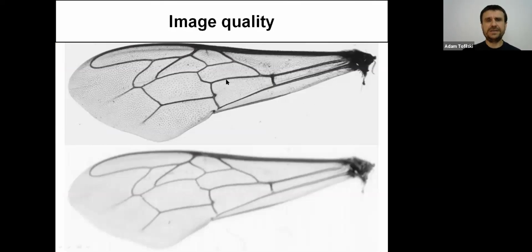Here we can see images obtained with a photographic scanner in the upper part, and you see more details. You see hairs on the wing. The lower image is from the cheapest scanner, which you have seen before. It's not so good, but it's good enough because the veins are clearly visible and they can be used for measurements.